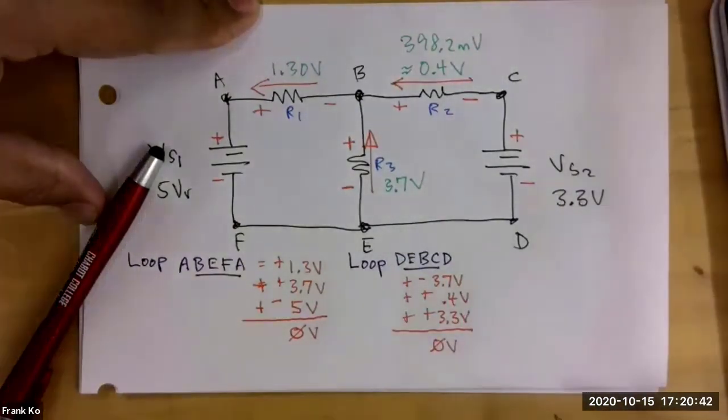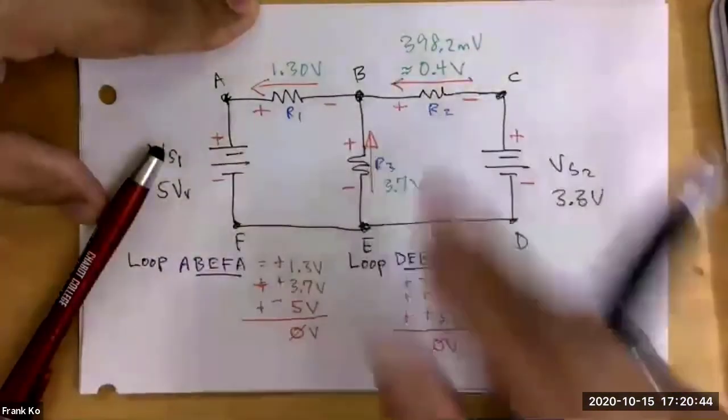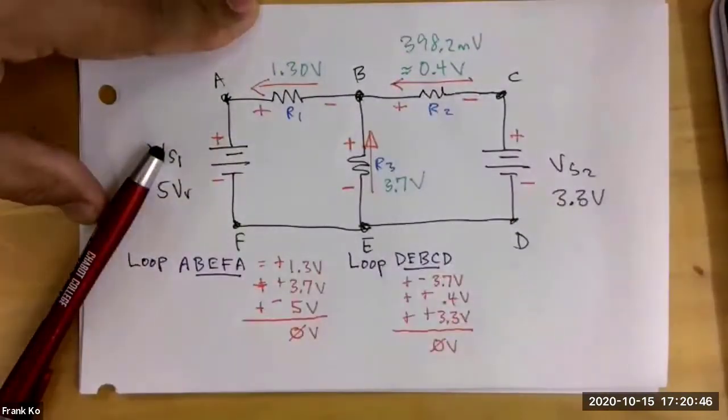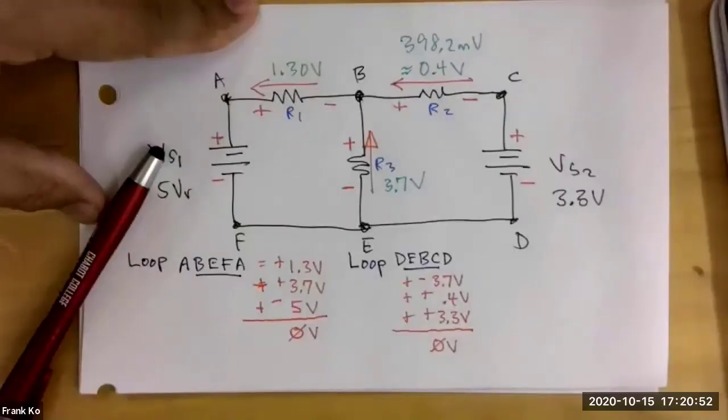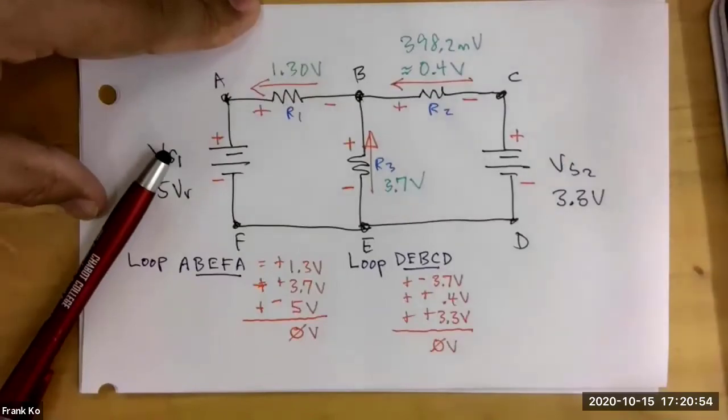Can you see another loop? We already did this loop. Any other loop? Nope. No? Okay. Jacqueline, are we done with the loops? You see any other loop? I see a loop. What do you see? A, B, C, D, E, F, A.